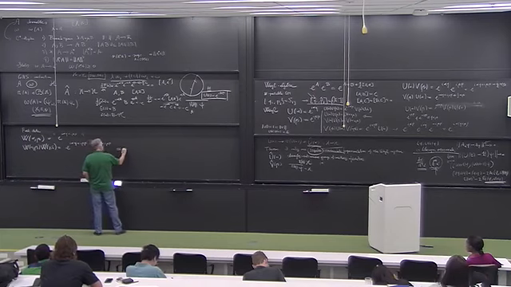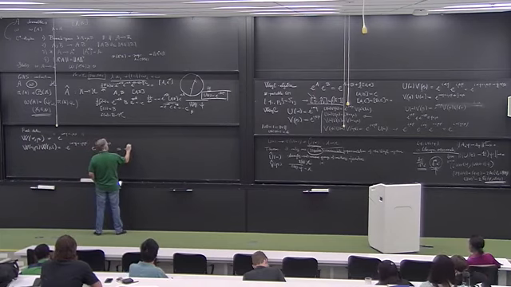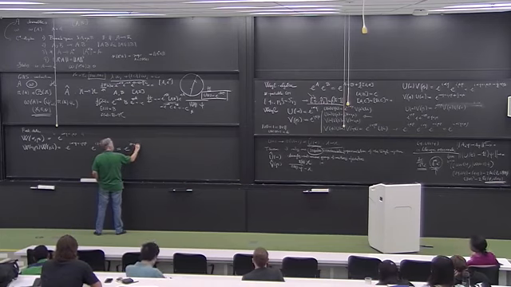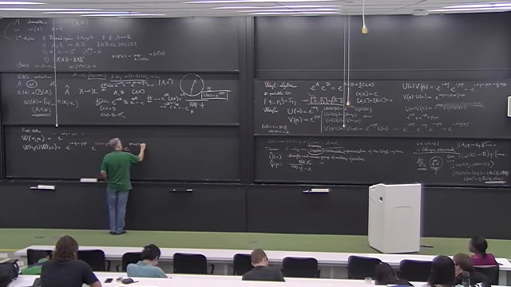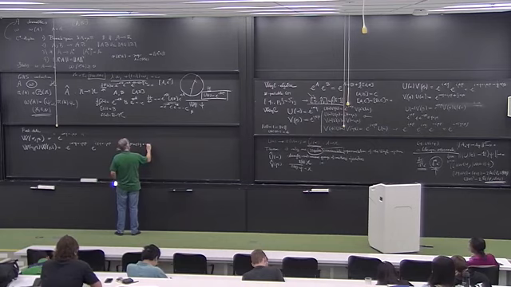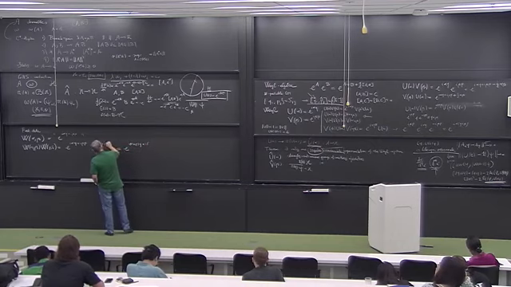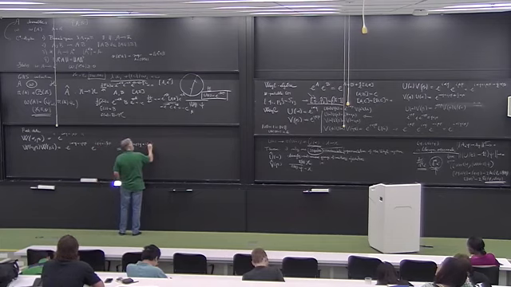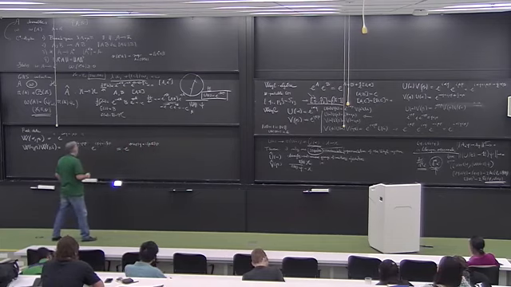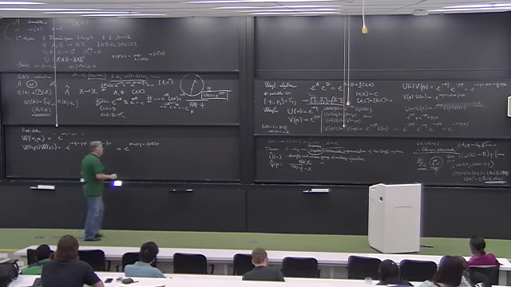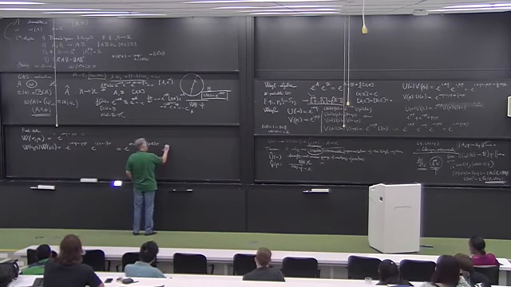So this is e to the i(alpha plus gamma)Q plus e to the i(beta plus delta)P, and the commutators, e to the 1/2.